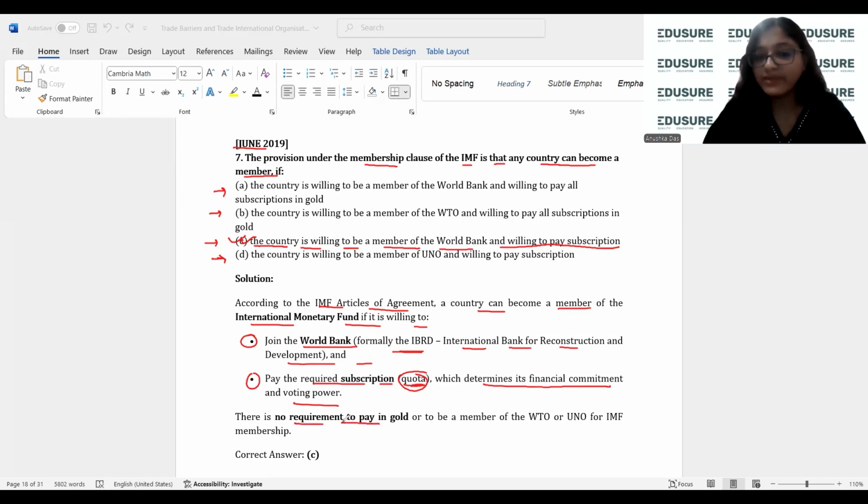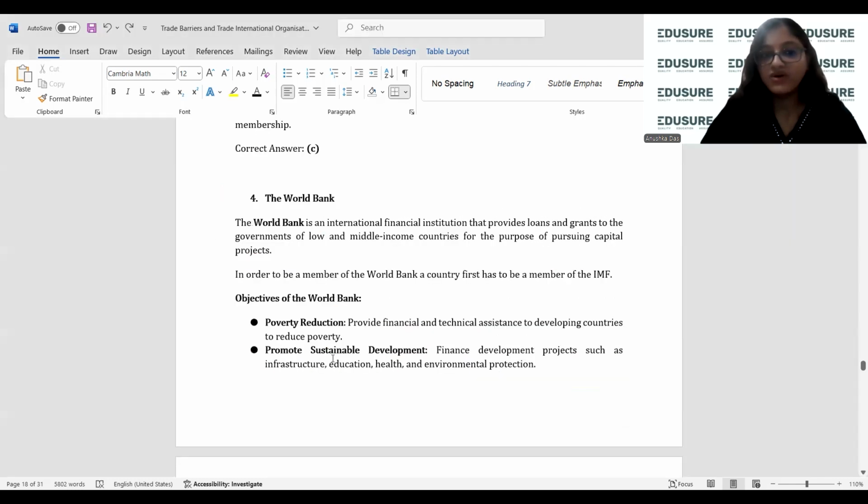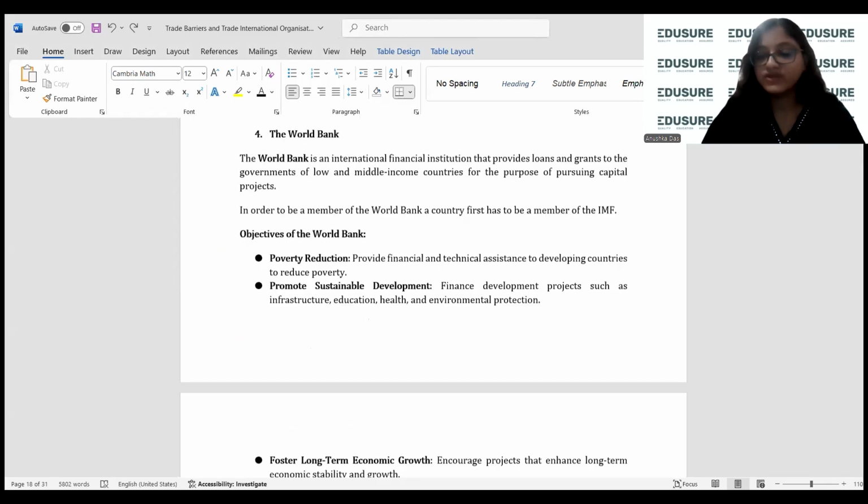So there is no requirement to pay in gold to be a member of WTO, UNO, or IMF. So the correct answer will be option number C. So only the required subscription or the quota has to be paid. It can be in any form, not mandatorily in the form of gold. Right? So this is the June 2019 question. Now, obviously, the next organization that we talk about is the World Bank.